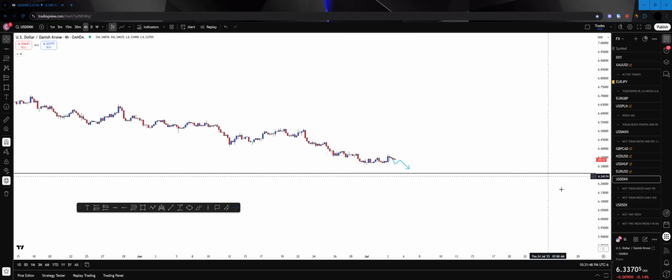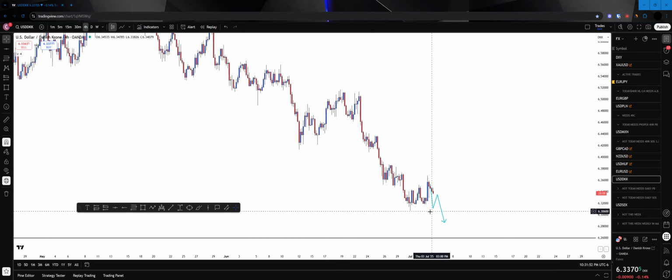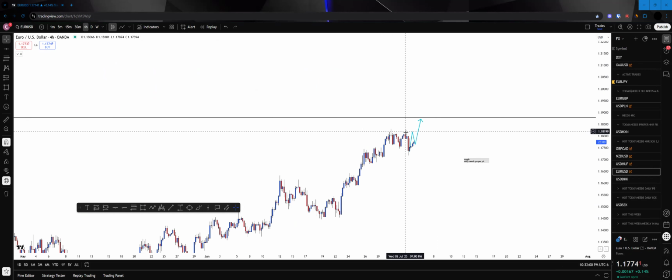So on the 4-hour, this is currently bullish, right? Because this is the higher low, this is the higher high. So we need to shift structure to bearish, then pull back, and then we can look at this on Euro USD. Same thing, this is bearish.